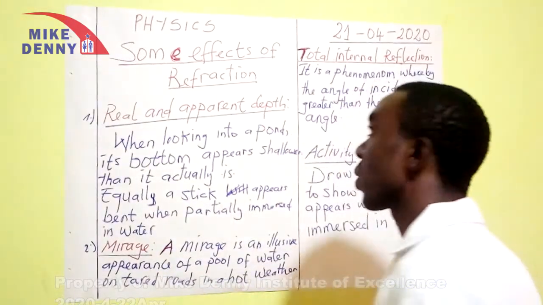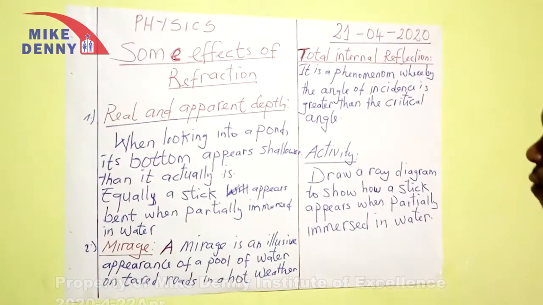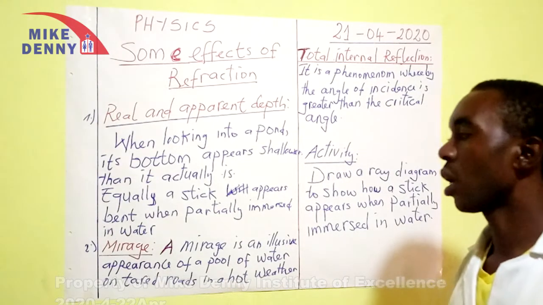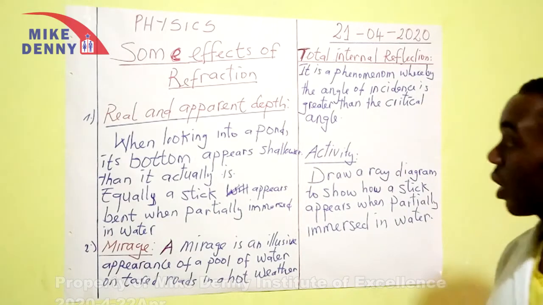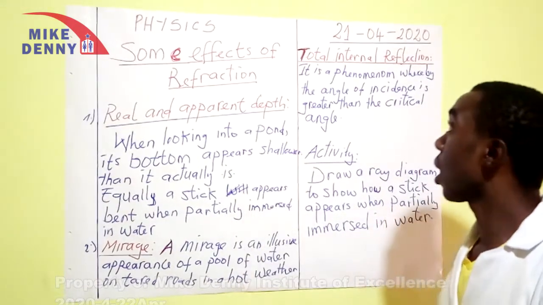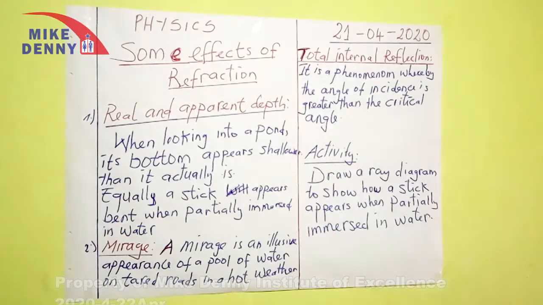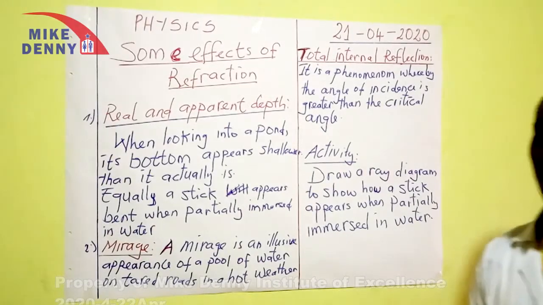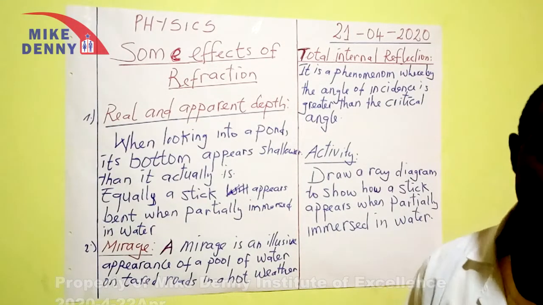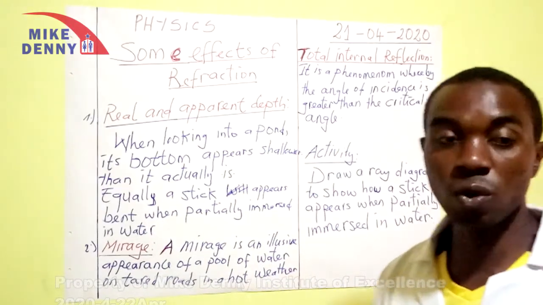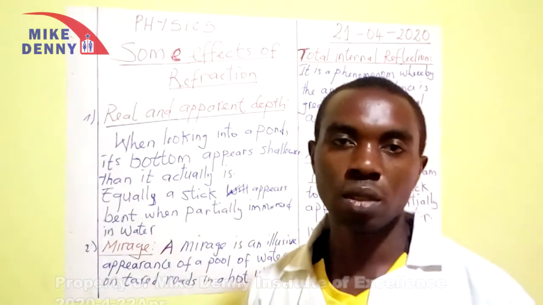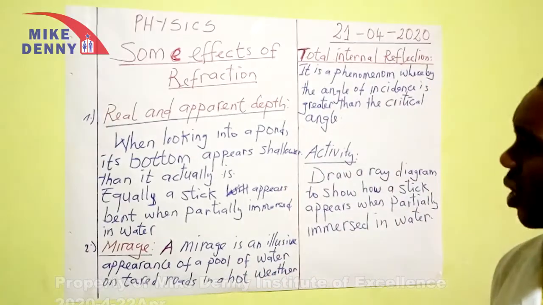Okay, today we are going to look at some effects of refraction. And on the board here, we have two effects that we are going to see. We have the real and the apparent depth, and we equally have mirage. What is real? Something is real, and something is apparent. From these two words, you can distinguish what it is all about.